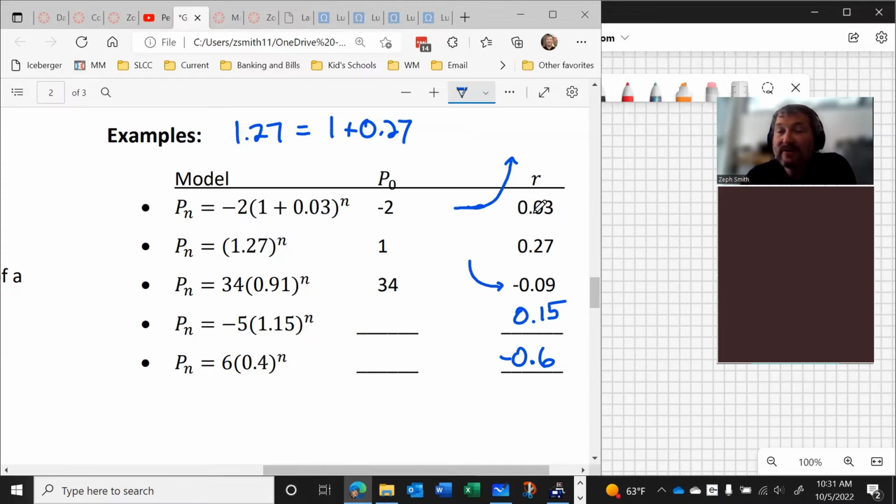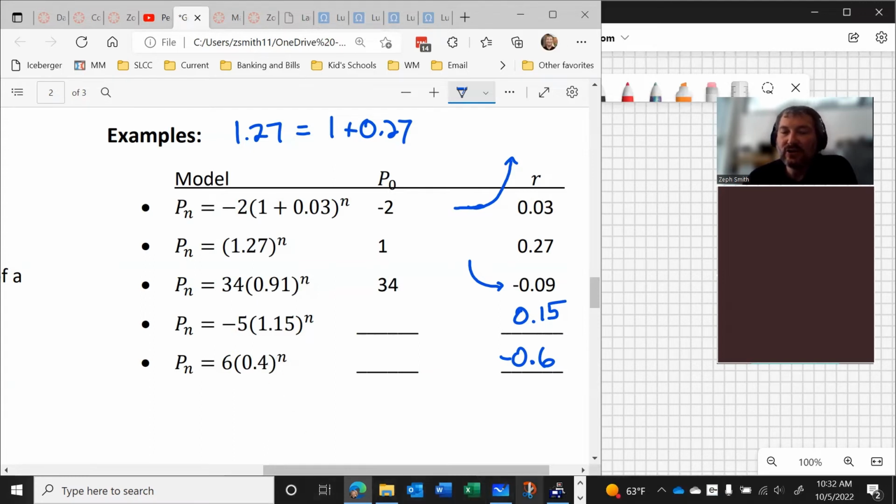So if R is positive, it's an increase. I could look at this problem and say this is a 3% increase problem. It's growing by 3%, growing by 27%. Now, if it's negative, it's decreasing by 9%, increasing by 15%, decreasing by 60%. Now, if you increase by 15%, then you'll be 115% after that increase. If you decrease by 60%, what's left over would be 40%.